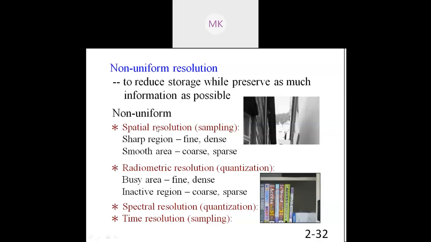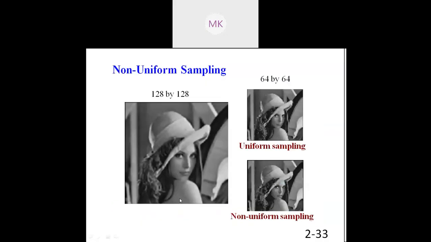Spatial resolution can be represented by the number of pixels per unit distance. In radiometric resolution, we again consider fine and dense, coarse and sparse. Here we assign more intensity values to the dense, whereas fewer intensity values to the fine. This is the example of non-uniform sampling, which we'll discuss in detail in the next unit.